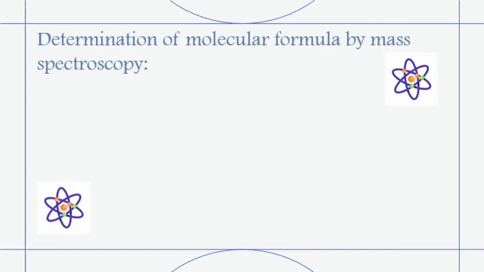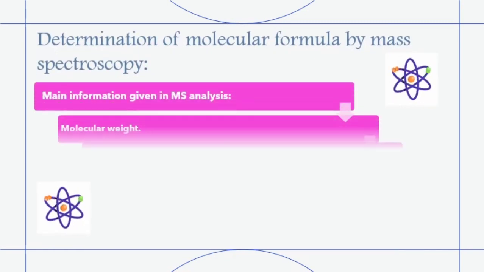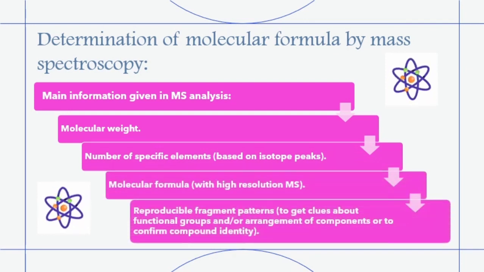Determination of molecular formula by mass spectroscopy. Main information given in mass spectroscopy analysis: molecular weight, number of specific elements based on isotope peaks, molecular formula with high resolution mass spectrometry, reproducible fragment patterns to get clues about functional groups and or arrangement of components, or to confirm compound identity.